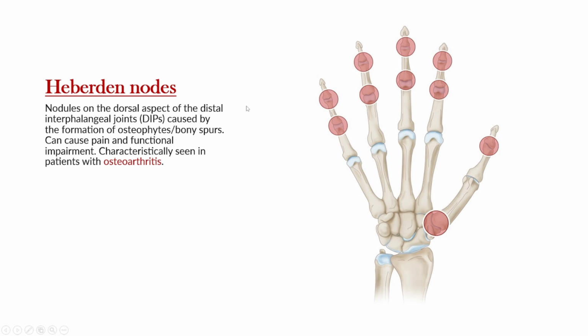Then we will have Heberden nodes. So we will have these nodes in the distal interphalangeal joints. Never mind that these are highlighted. These are the distal interphalangeal joints. These are the proximal interphalangeal joints. So we will have a formation of osteophytes in the joint, which is like a formation of bone in the joint, so we will have impaired movement and pain. This is a very classical sign for osteoarthritis.